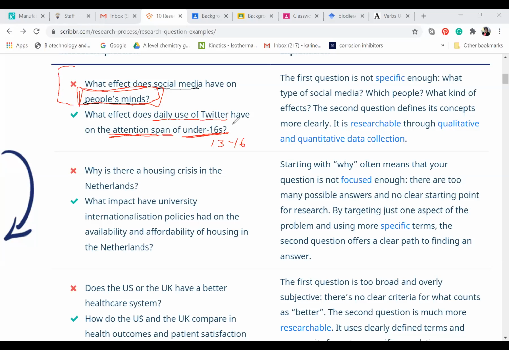Okay, so we understood why the first one is not researchable, while the second one, after further delineation, like say 13 to 16, female, Kingston, technical high school, or traditional high school, and so on, becomes more clear. Same thing here, look at the second one. Well, remember this is not written for us Jamaicans, but the questions are really good, I love them. It says, why is there a housing crisis in Netherlands? We could have asked the same question here. Why is there a housing crisis in Kingston?